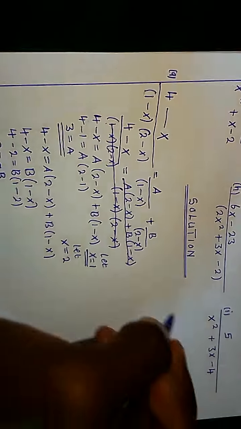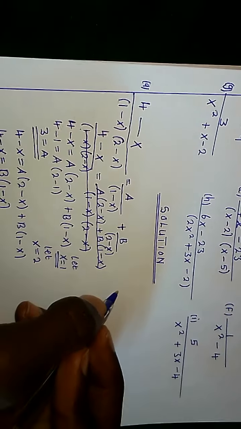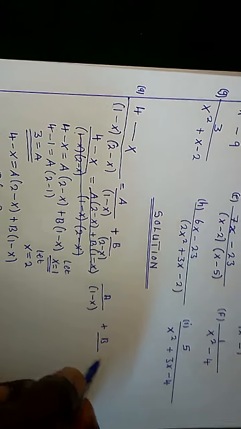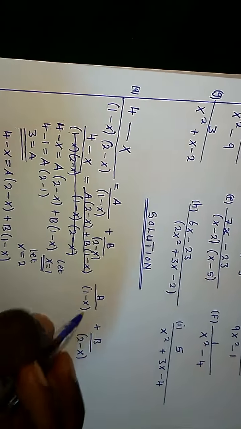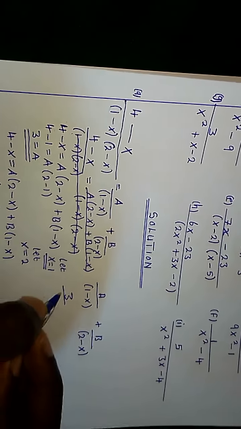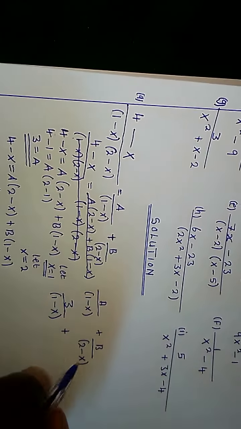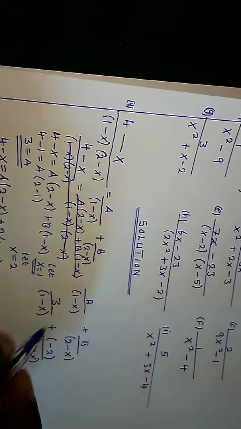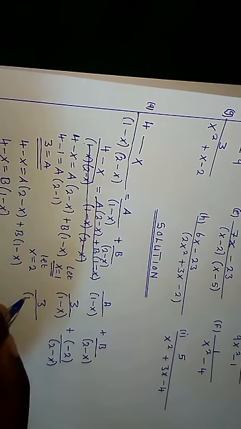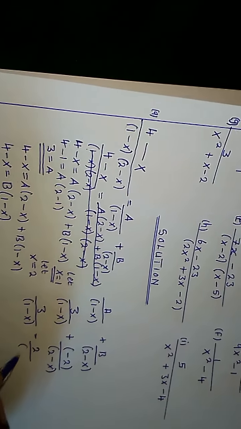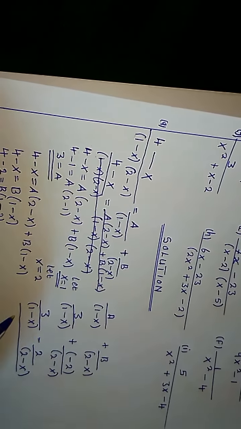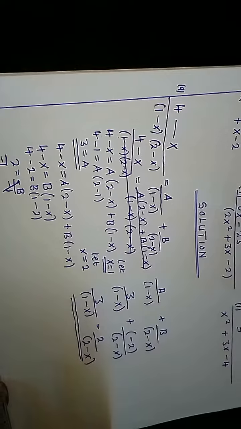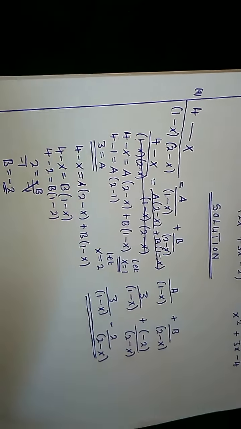Then we can get back to these two statements. So in the first place, we had A over 1 minus x plus B over 2 minus x. Therefore, our A was 3, and our B was negative 2. Therefore, our final answer is going to be 3 over 1 minus x minus 2 over 2 minus x, like that. Okay, so that's how you solve questions on partial fractions which are said to be linear.